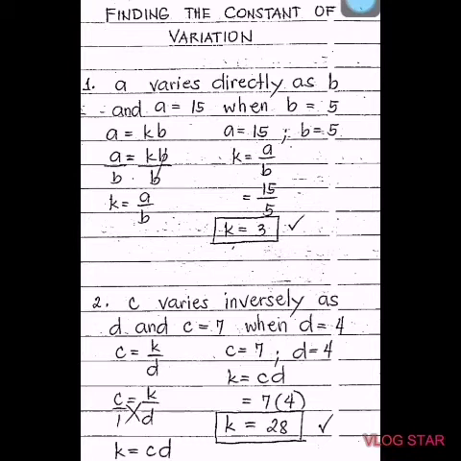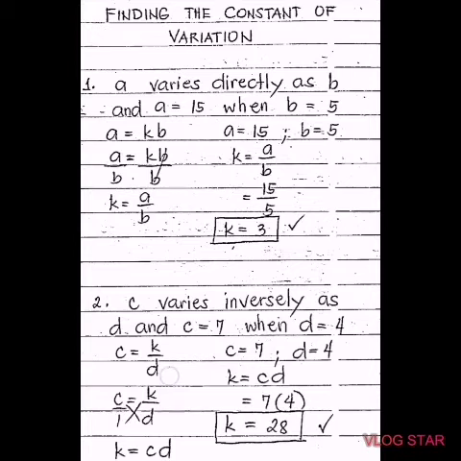Okay? Number 2. C varies inversely as D, and C equals 7 when D equals 4. So, inversely. So, pag sinabing inversely, yung constant ay magiging over doon sa next quantity natin. So, C, copy mo yung C. Ito na kasi yung formula natin. Equals K, which is yung constant, over, kasi inverse, over D. Represented by D yung other quantity natin.